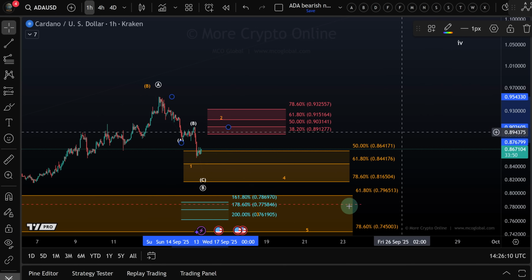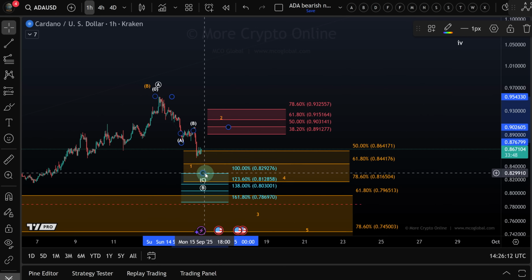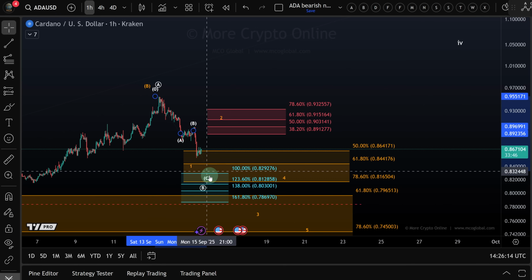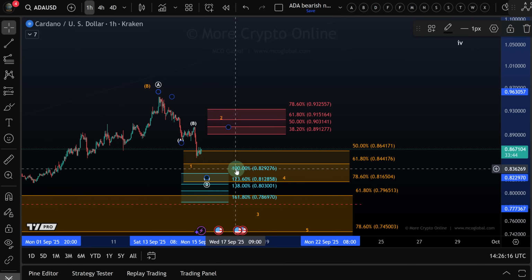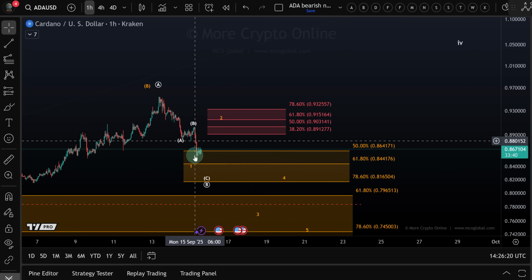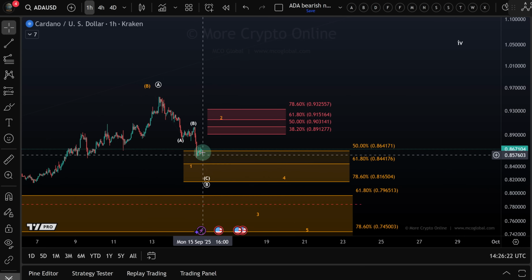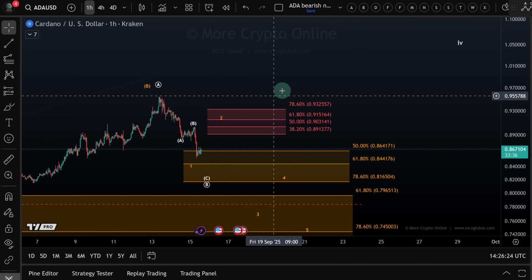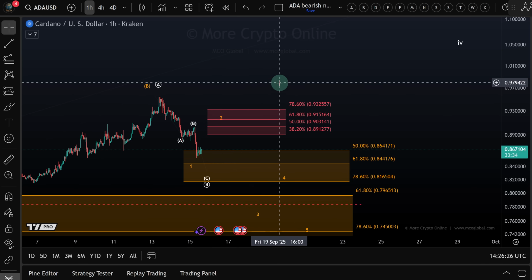because the 100% extension, which is an ideal target for a C wave, is at around 82.9 cents. But we're dealing with very, very small time frames here, so I would rather use this orange zone here. If we now see a reaction and break above resistance, it would rather indicate we've bottomed.